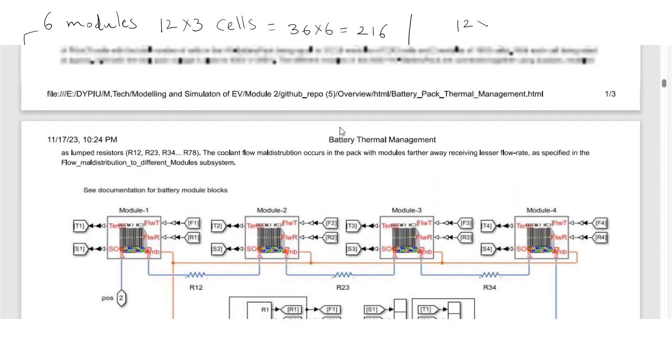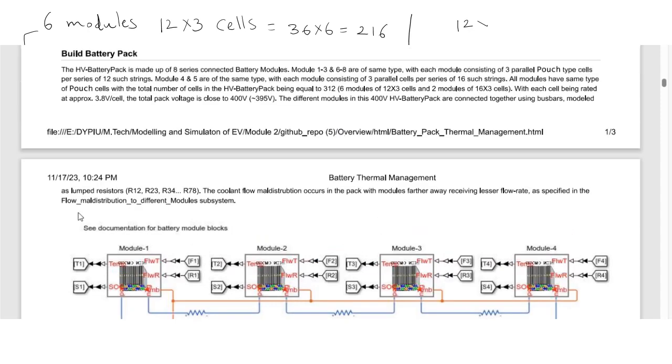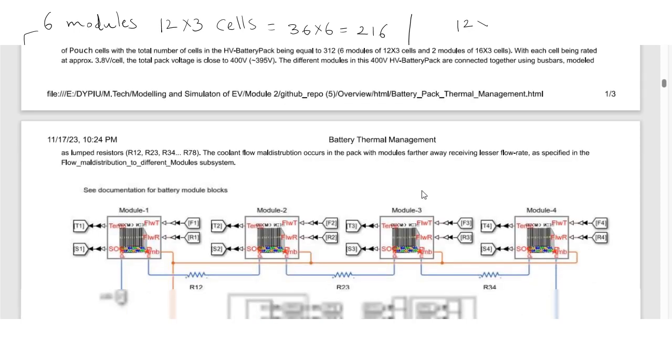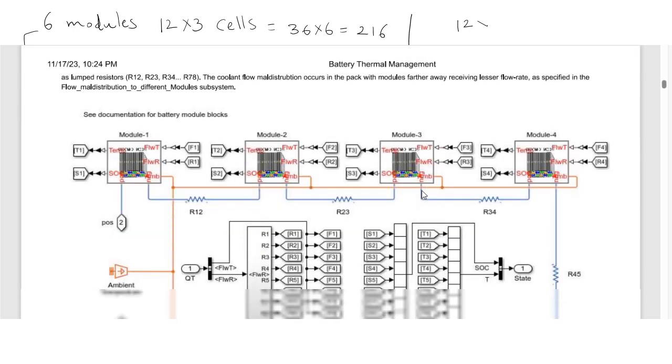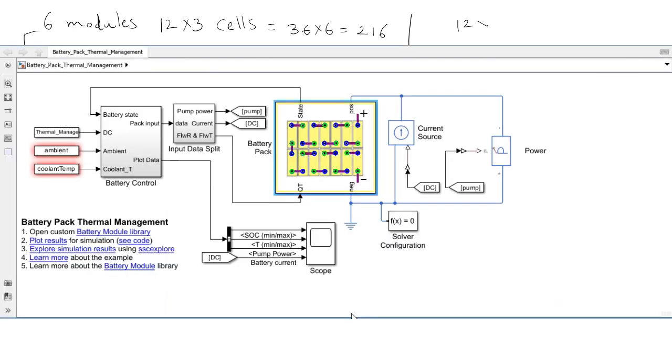See, lumped resistors we are considering. These are the resistors. The coolant flow distribution occurs in the pack with modules; the module further away will receive the lesser flow rate. Okay, so this is the battery pack.